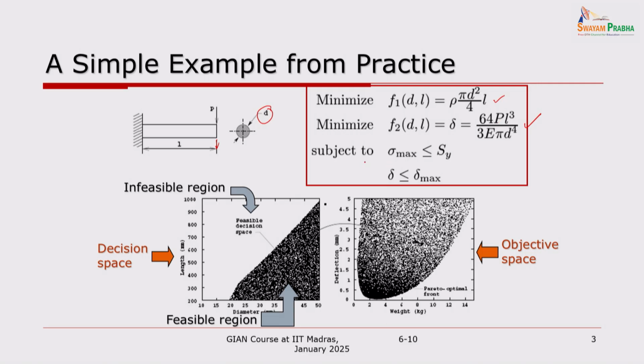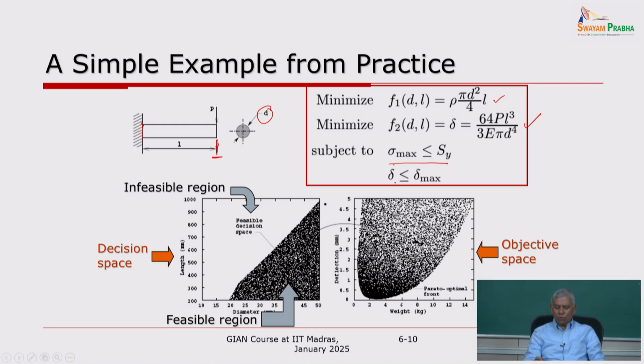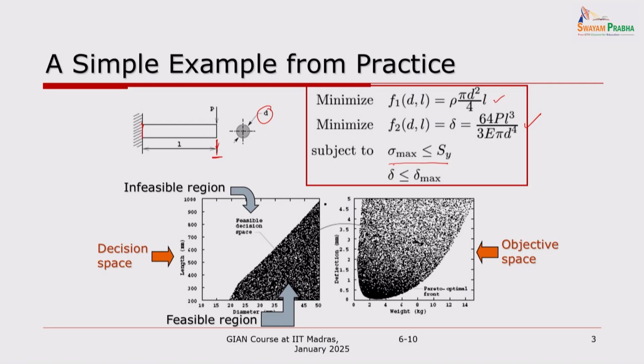And then there will be stress that develops here and I want to restrict it so it doesn't break. And then I also want to restrict the deflection here with the delta max. So these are the two constraints. I took this very small example, the two variables, two objectives, so I can show you these plots.